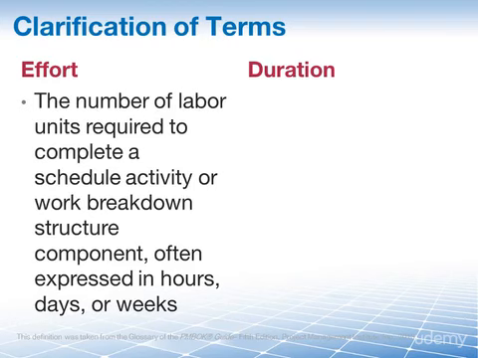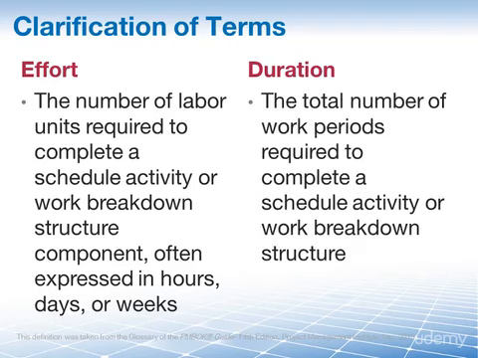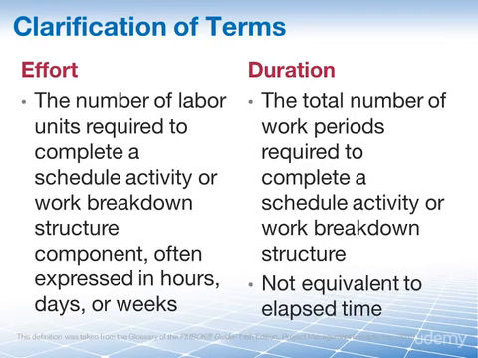The PMBOK guide defines duration as the total number of work periods, not including holidays or other non-working periods, required to complete a schedule activity or work breakdown structure component, usually expressed as work days or work weeks. Duration is sometimes incorrectly equated also with elapsed time. But as you can see, duration accounts for the indirect activities but does not account for holidays or non-working periods. So let's clarify all the terms that we have heard so far on the following slide by looking at effort, duration, and elapsed time.